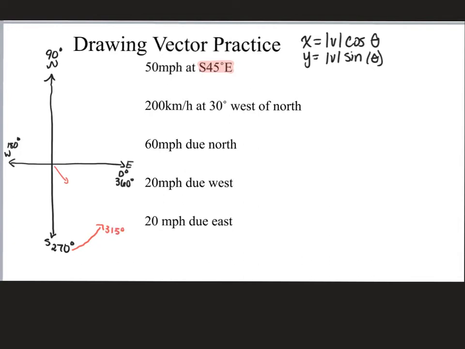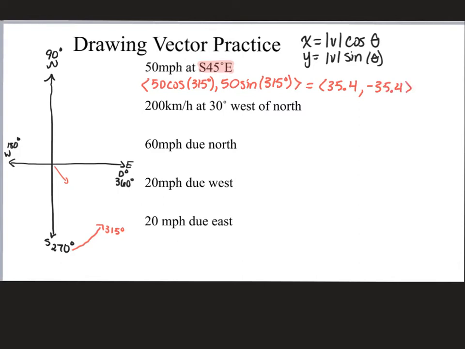Once you have your angle measurement, to set up your vector, all you need is to find the X position by doing the magnitude times cosine of the angle and the magnitude times sine of the angle. Make sure your calculator is in degree mode, and then we're going to let our calculators do this work. So 50 times cosine of 315 is a positive 35.4. And 50 times sine of 315 is a negative 35.4.